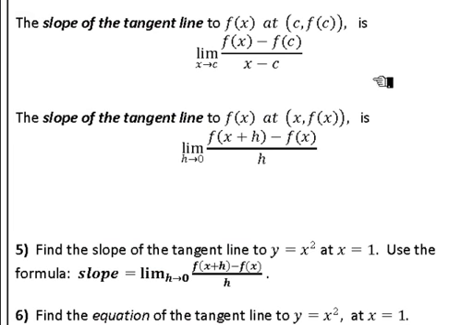So here we have our two formulas. This is the slope of the tangent line to f of x at the point c, f of c. And in this limit formula, we're moving x closer to c. And here we have the slope of the tangent line to f of x at x, f of x. And in this formula, we're moving h to 0, and that moves x plus h closer to x.